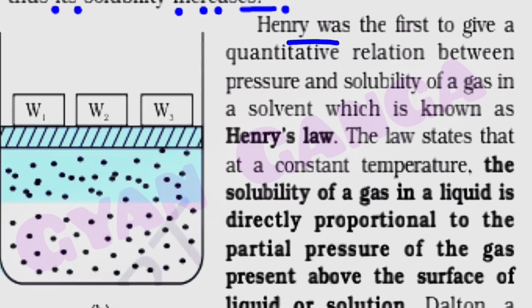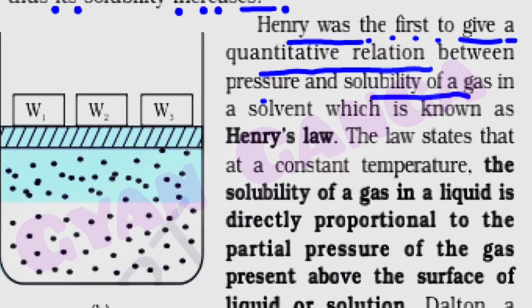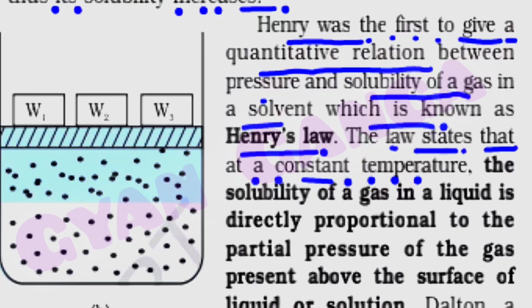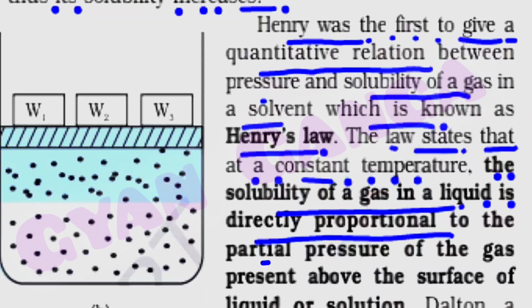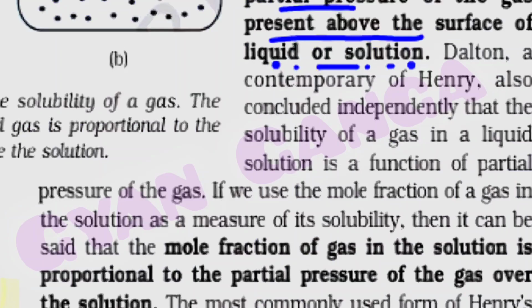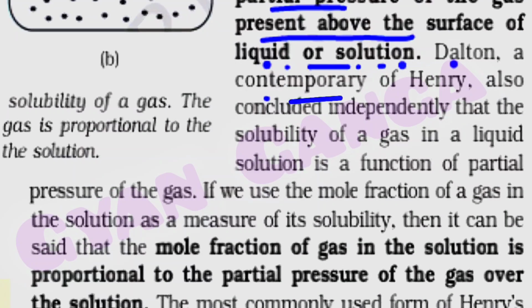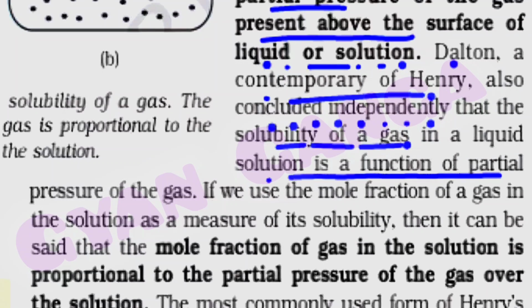Henry was the first to give a quantitative relation between pressure and solubility of a gas in a solvent, which is known as Henry's law. The law states that at constant temperature, the solubility of a gas in a liquid is directly proportional to the partial pressure of the gas present above the surface of the liquid or solution. Dalton, a contemporary of Henry, also concluded independently that the solubility of a gas in a liquid solution is a function of the partial pressure of the gas.